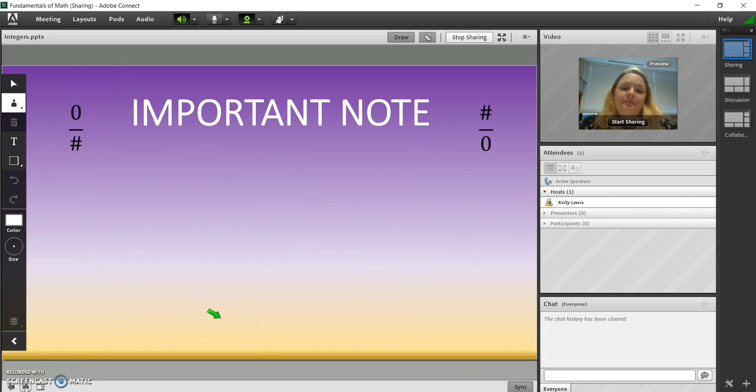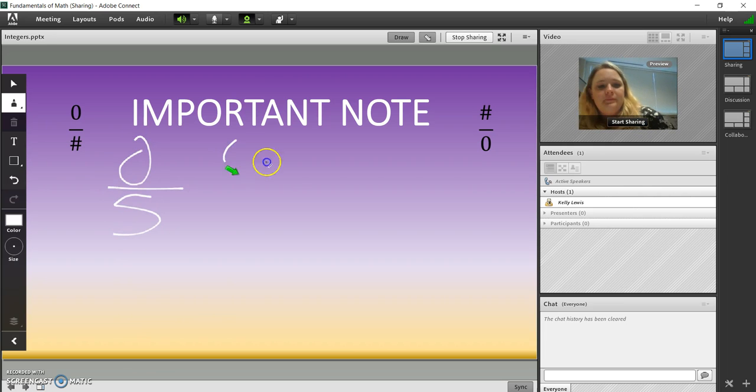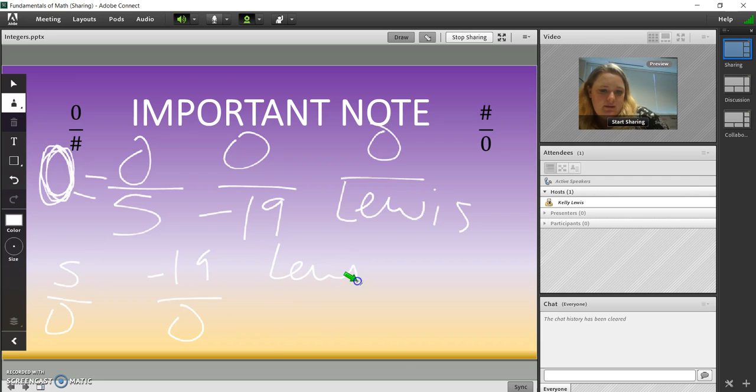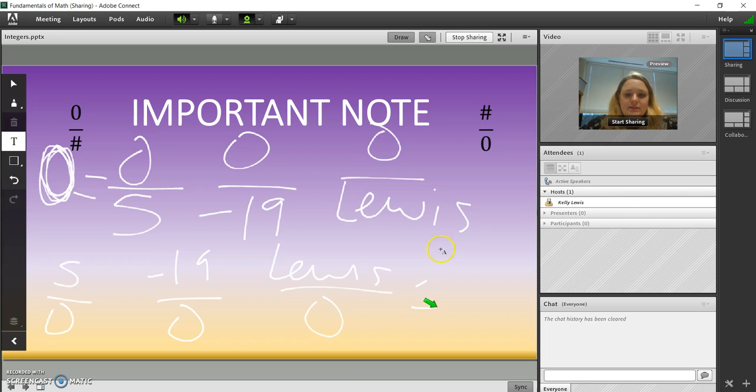All right, important note. 0 over any number, whatever, 0 over anything is 0. Any number over 0, or anything over 0, is undefined. It doesn't exist. If you try in your calculator and you do 5 divided by 0, it's going to explode. Not really, it's not going to explode. It's just going to say there's an error. So 0 over a number is 0. A number over 0 doesn't exist. It's undefined.